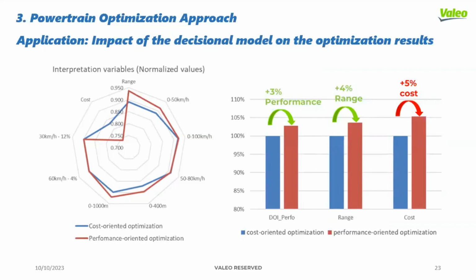We have normalized everything, and the reference is the cost-oriented optimization. We compare to it. We can see that by doing the performance-oriented optimization, we gain 3% in performance and 4% in range, but we have a 5% more expensive system. So this 5% is the machine itself. You can imagine that behind this 5%, there is a quite big modification on the machine in order to get the 5% in cost gain.